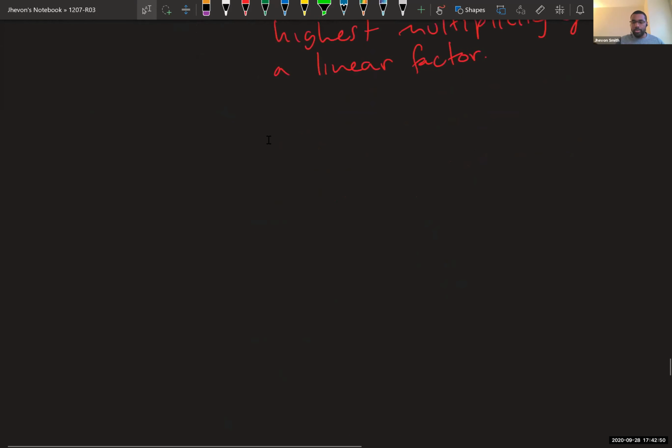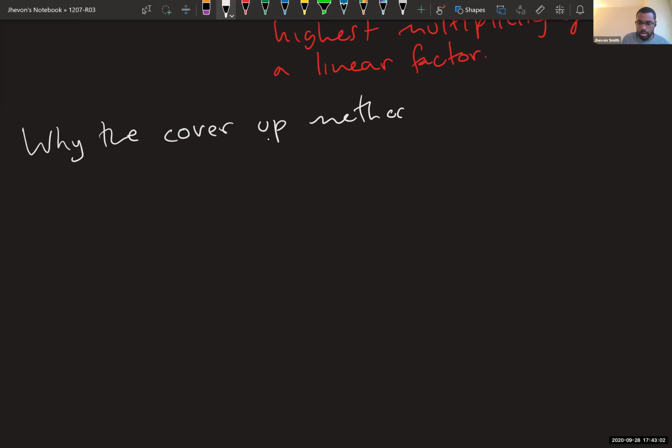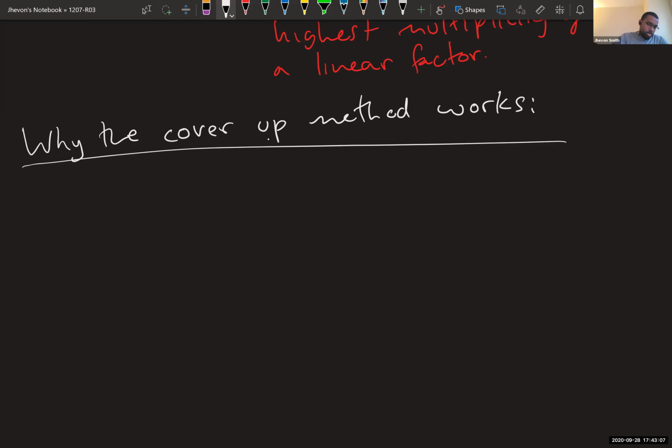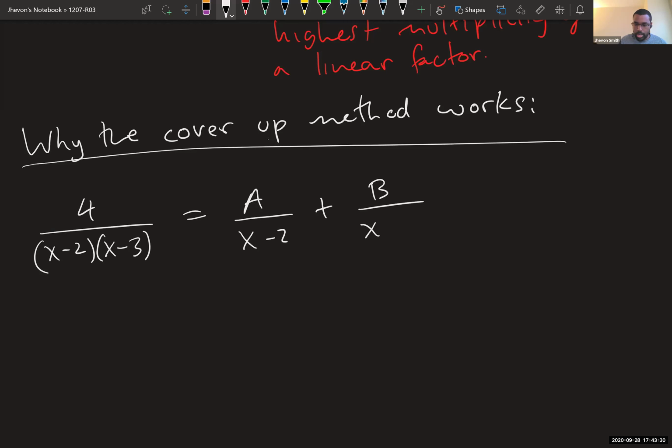Okay, so as for why the cover-up method works, let's actually look at that. Why the cover-up method works. I can show you with an example. I'm not going to do a general proof or anything like that. Say we have 4 over x minus 2 times x minus 3, for example. You would break this up into a over x minus 2 plus b over x minus 3.